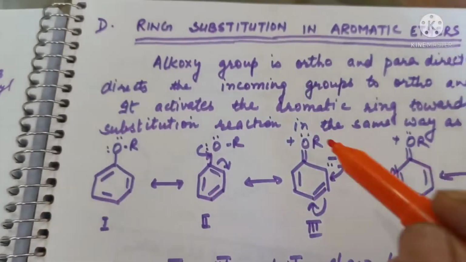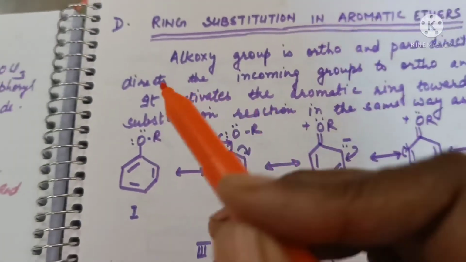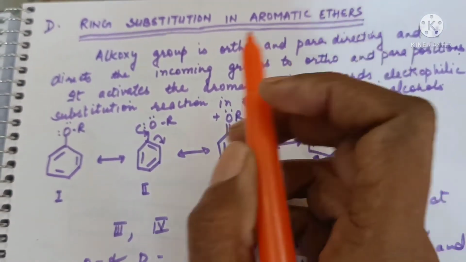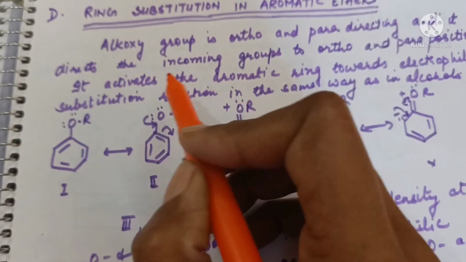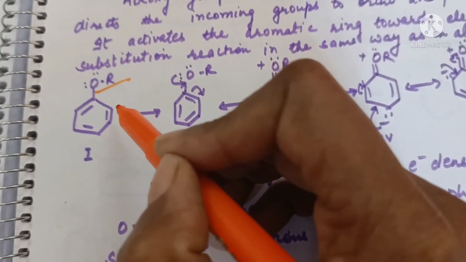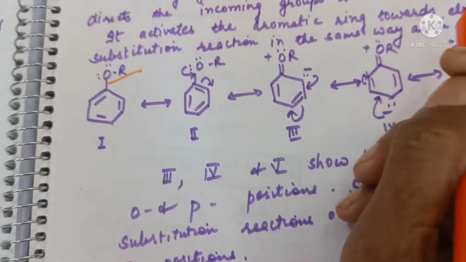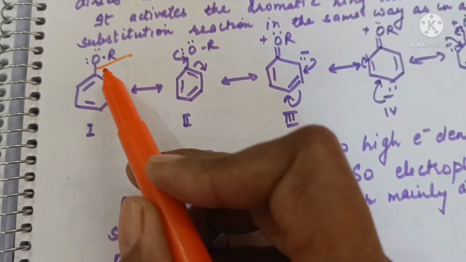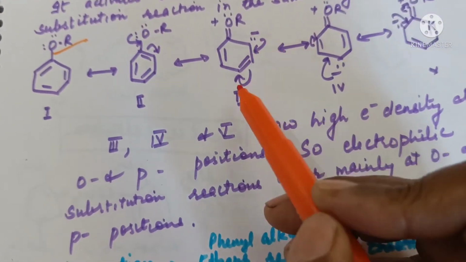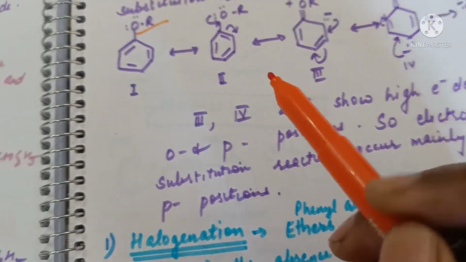Next is ring substitution in aromatic ethers. The alkoxy group is ortho and para directing, and it directs the incoming electrophile to either the ortho or para position. This is because of resonance. Due to resonance, the electron-rich centers are the ortho and para positions. So the electrophile will attack these positions.